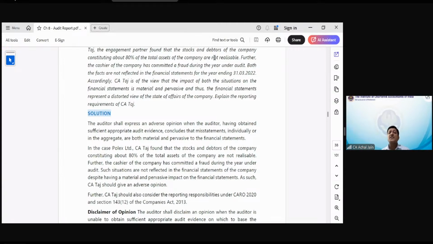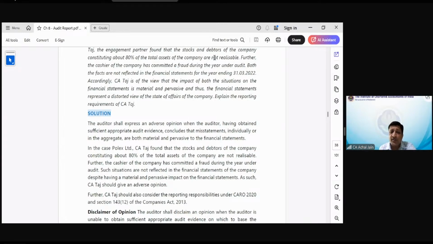So the auditor shall express an adverse opinion when the auditor, having obtained sufficient appropriate audit evidence, concludes that misstatements, either individually or in aggregate, are both material and pervasive to the financial statements. So in the given case, CA Taj found that total stock and debtors of the company constituting about 80% of the total assets are not realizable. Now this is the most important part. If you look at the balance sheet, 80% of your balance sheet is what? That's an error.